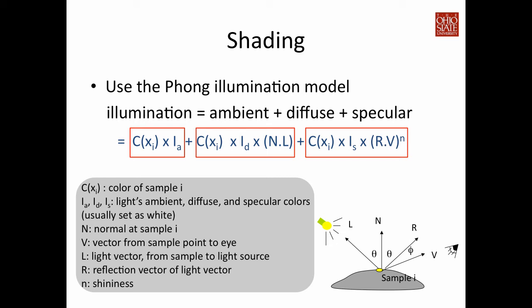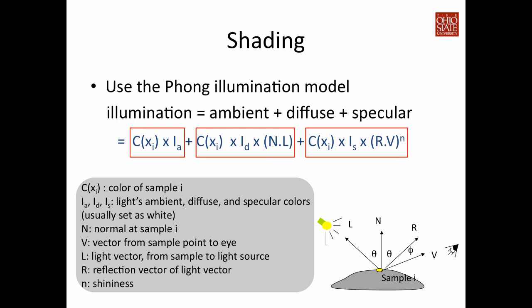This R dot V, R is the reflection of the light, and V is the direction from the point to the eye position. When the angle between R and V is larger, you don't receive much reflection. When the angle phi is smaller, look at the figure at the bottom, you receive more. So R dot V is to modulate how much reflection you can see.